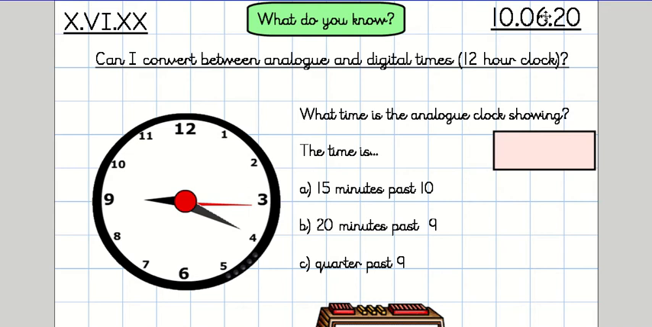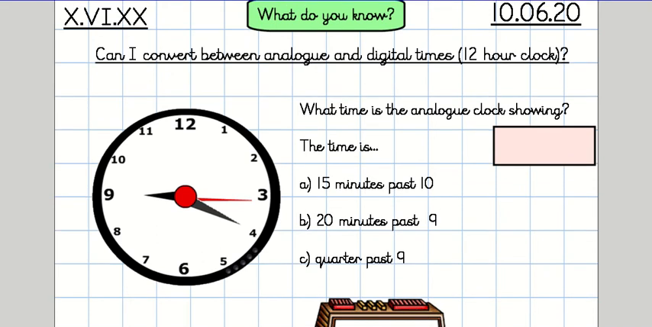And our can I question is, can I convert, so that means swap between, analogue and digital times looking at the 12-hour clock? So we're really going to focus in now on time a little bit more. A question to get you thinking. Have a look at my clock here. What time is the analogue clock showing?